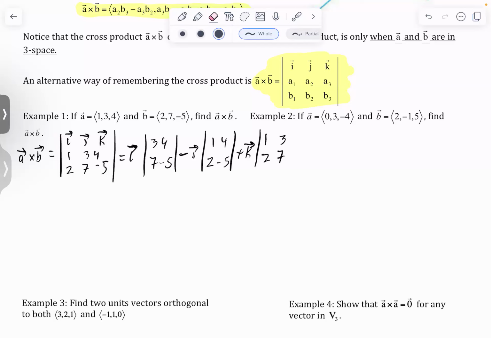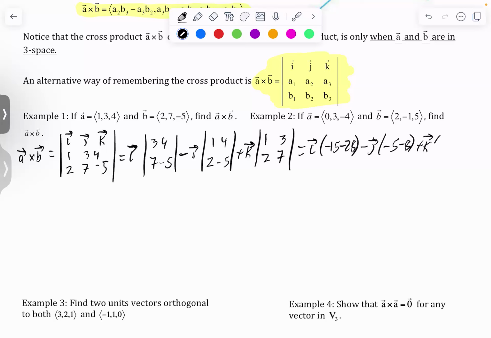And that's going to get us to vector i times 3 times -5 is -15, minus 28, minus vector j. That's going to be 1 times -5 is -5, minus 2 times 4, which is 8, plus vector k. 1 times 7 is 7, minus 2 times 3, which is 6.